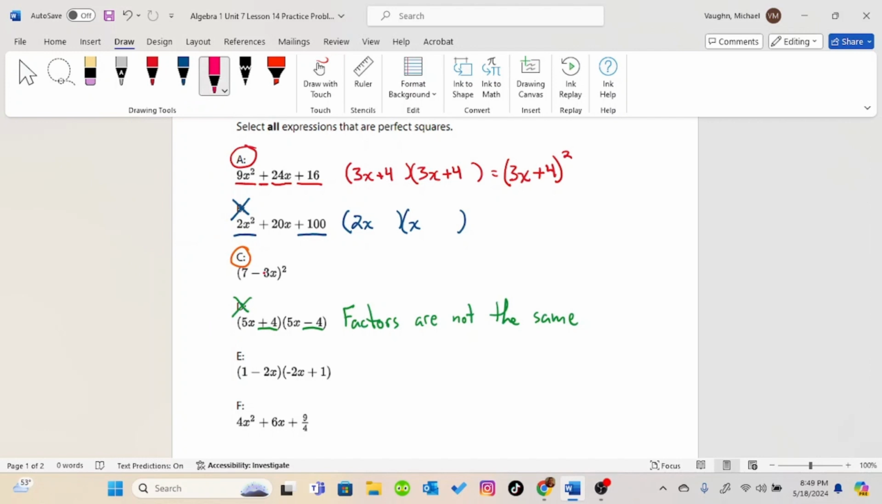When we look at choice E, we have 1 and 2x in both. 1 is positive in both, and we have negative 2x in both. The factors are the same, therefore E is a perfect square.